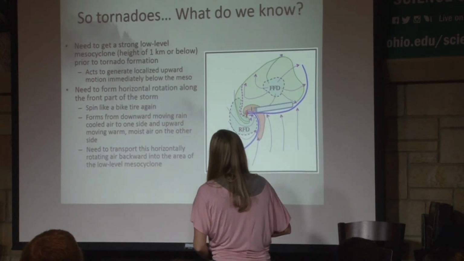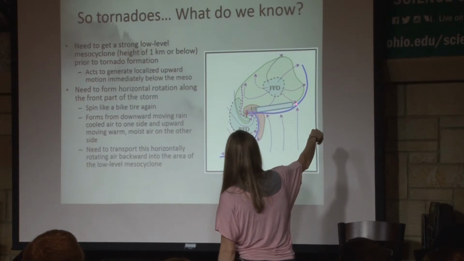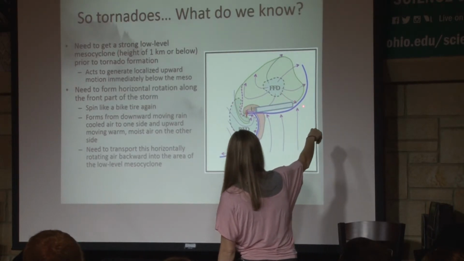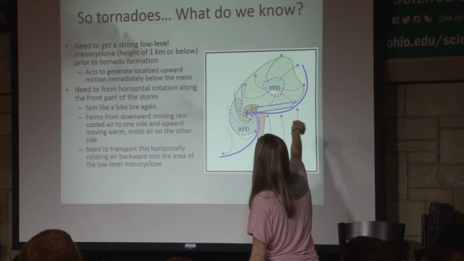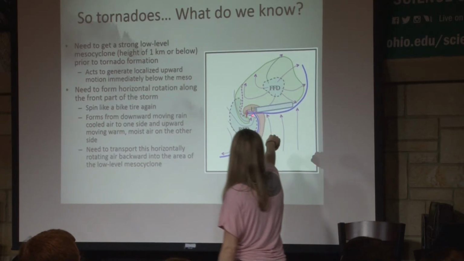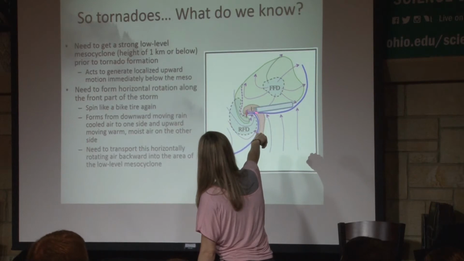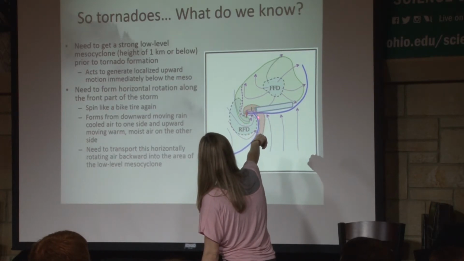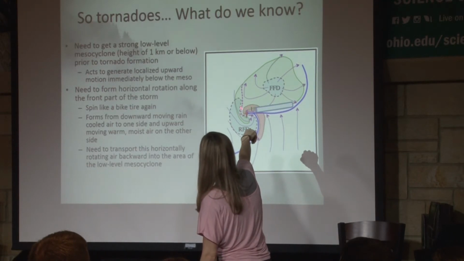All right, so then additionally we need to form this horizontal rotation that occurs along what's called the forward flank here. So this is the east-west oriented boundary that separates the rain of the supercell from environmental air to the south here. So we get this spin, and then we need that horizontal spin, again oriented kind of like a bike tire, to be advected around, transported around into this area of the storm here, all right?